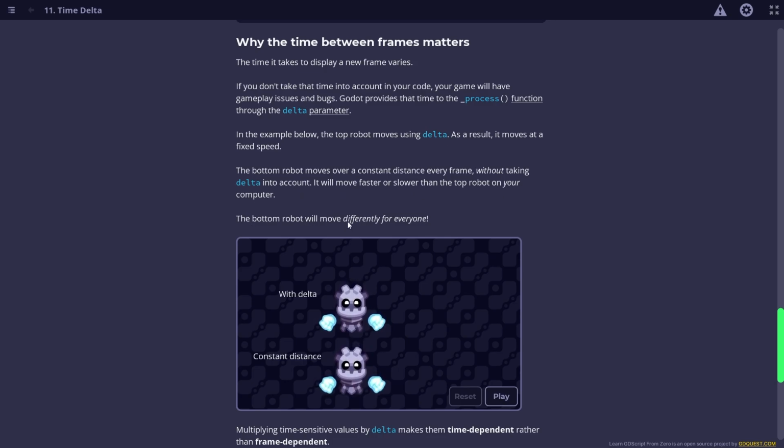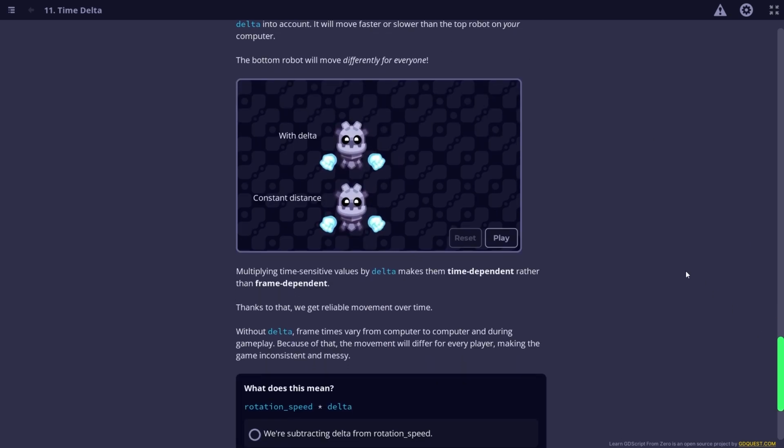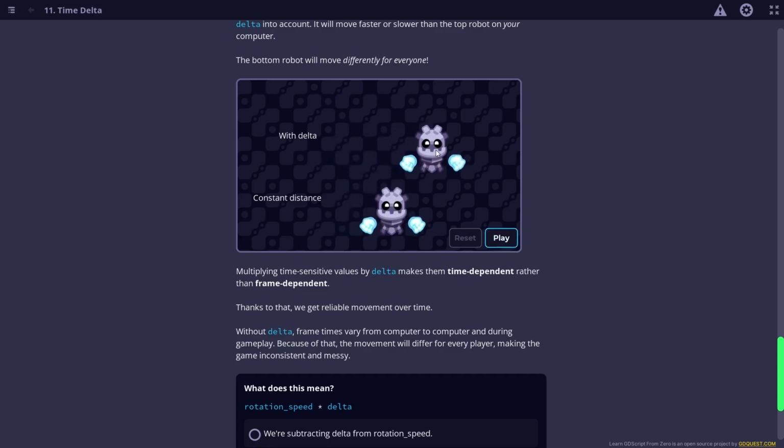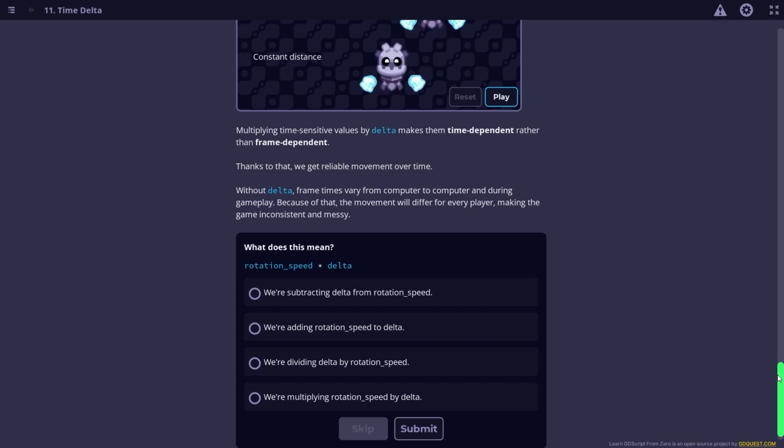The bottom robot will move differently for everyone, but we can't tell because we're only on one computer. Maybe if I could put a phone here. So if we play it, yeah, there's really no way to tell. I can't just make my computer go super slow right off the bat. Anyway, if you type this delta thing into ChatGPT, it'll give you the math about it. But I still don't get it.